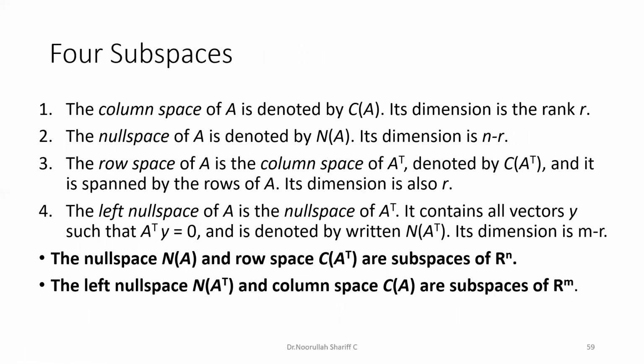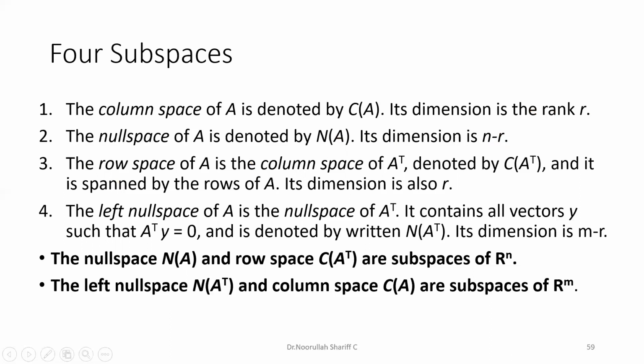So till now we have considered two subspaces, the column space and the null space. But we are still left with the other two subspaces. On the whole, we can say that there are four subspaces. The first one, the column space, which we already studied, is denoted by C(A), and its dimension is the rank r. The null space of A is denoted by N(A). Its dimension is n minus r, associated with the free variables. The rank is concerned with the pivot variables.